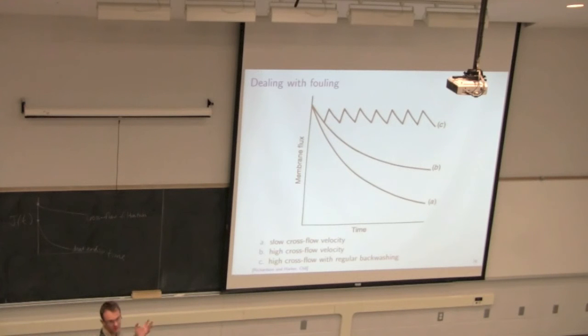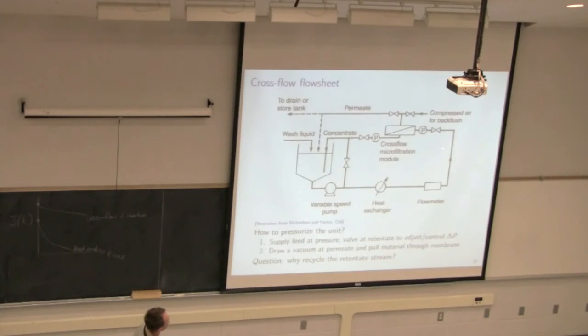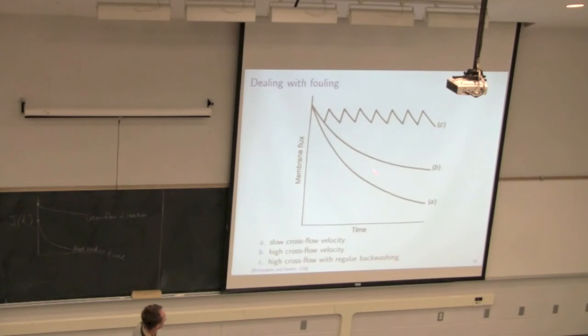So if I did not back flush, so no back flushing, I could be at trajectories A or B. A is simply saying the flux will drop off if I use a low velocity of inlet. So let's take a look where I'm referring to. I'm referring to this velocity coming in. If I choose to use a low feed rate coming in, I will then have low shearing and my flux will drop off. If I go to a higher velocity, then I'll get that.